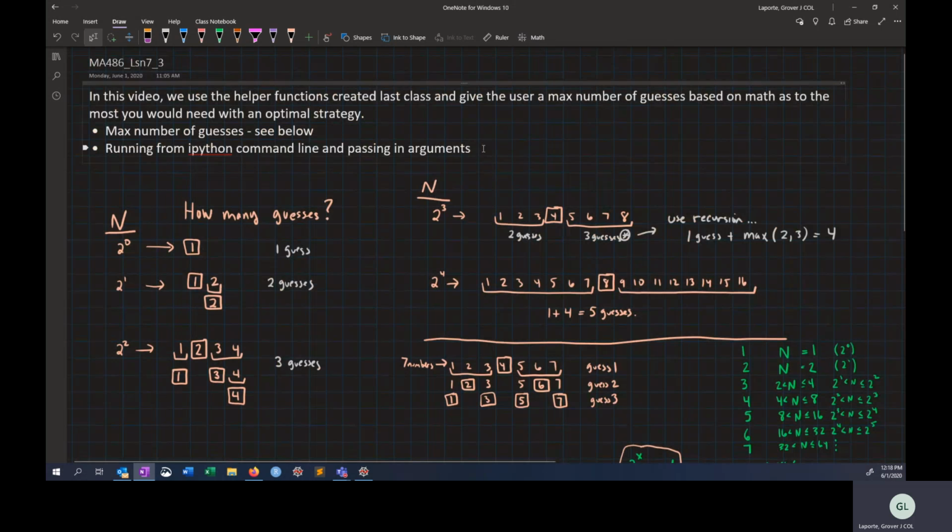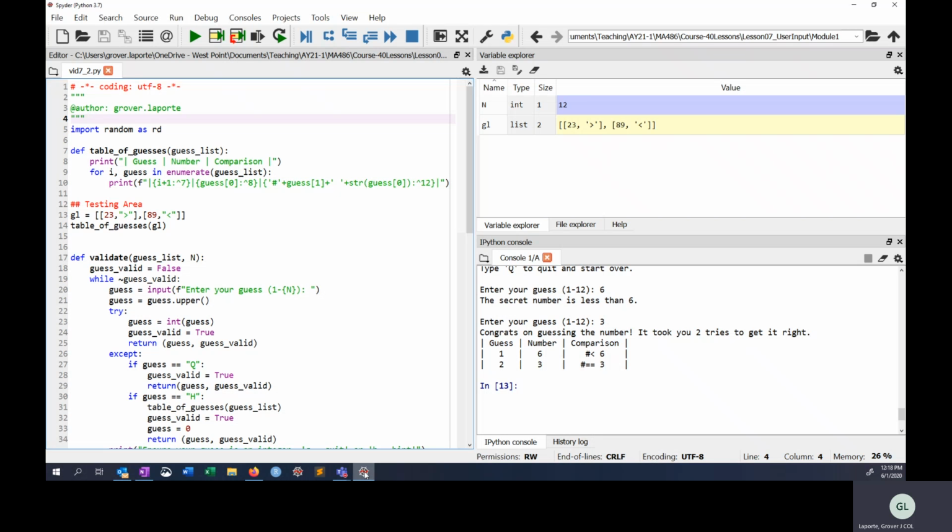And then we will talk about how to run from the IPython command. I know I probably showed you this before, but we'll just make sure. And then we're going to add an argument to it. All right, let's get busy programming. So this is where we started off last time. I'm sorry, where we ended last time, right?